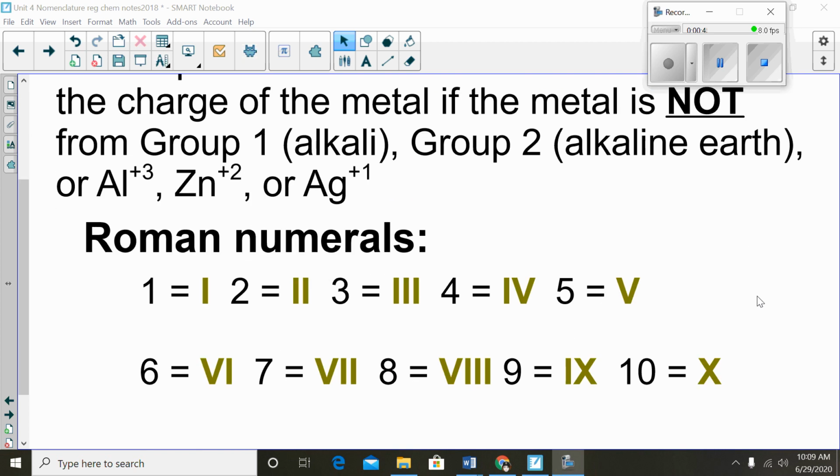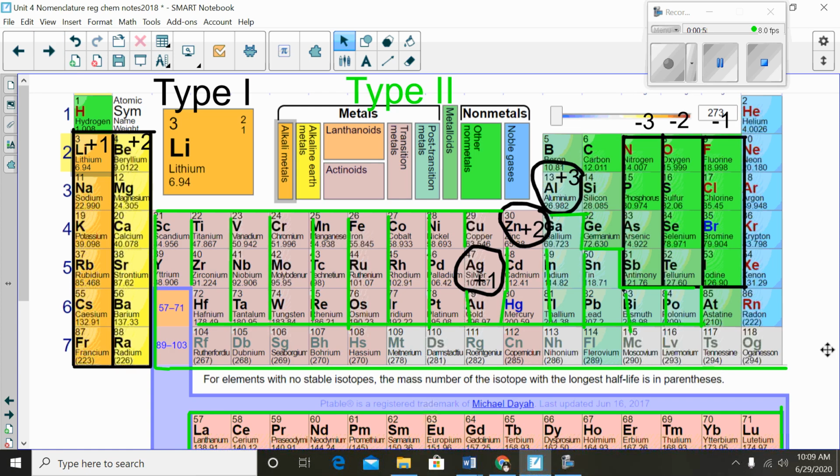Now here are the Roman numerals. We're going to use Roman numerals 1 through 10. So if you do not have these memorized, you are free to keep these on your periodic table as a reference. Now what I'd also like to start with is the labeling of your type 2 metals.